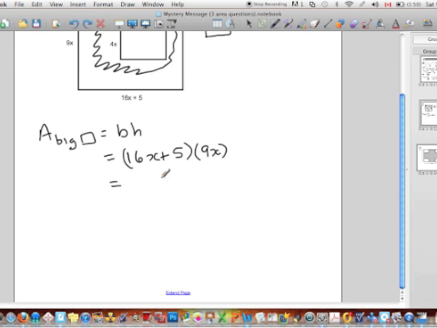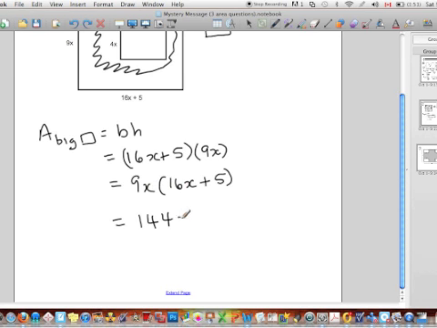3 times 2 is 2 times 3. We can switch them. Or you can just do the distributive property: 16x times 9x, 5 times 9x. But I think you might like it if I do this. So I'm going to turn it around. 9 times 16 is 144. Don't worry, I used my calculator for that.